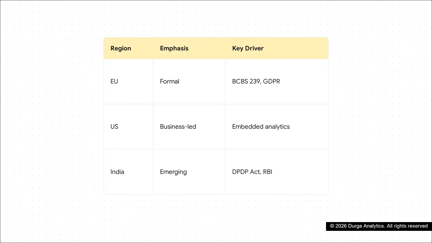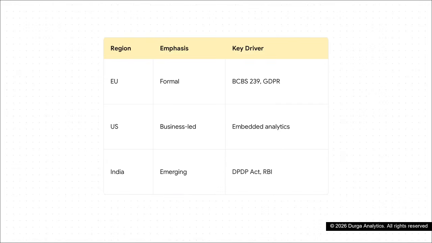In the US, the approach tends to be a bit more business-led, where stewardship is frequently embedded right directly into agile data and analytics teams. And over in India, the approach is emerging and highly pragmatic as the new DPDP Act and RBI regulations mature, with custodian duties getting heavily scrutinized under RBI outsourcing rules.